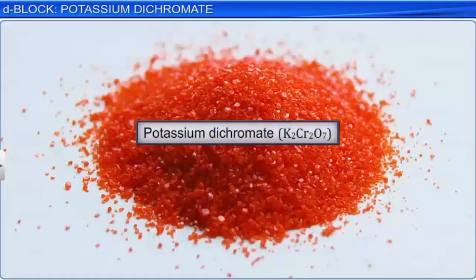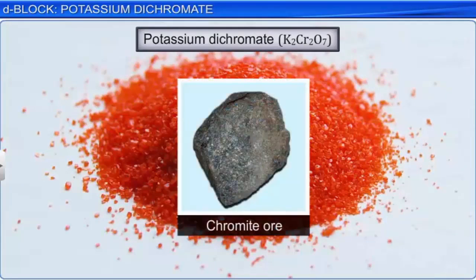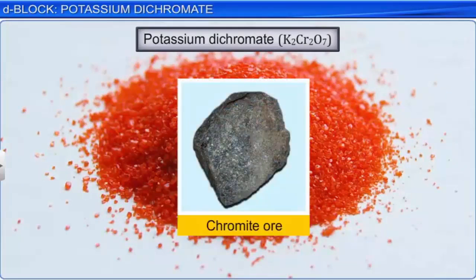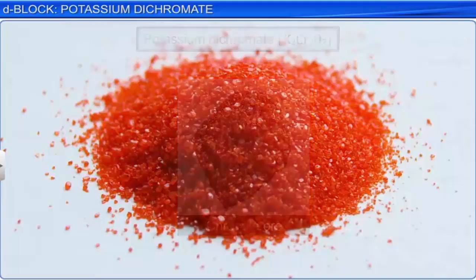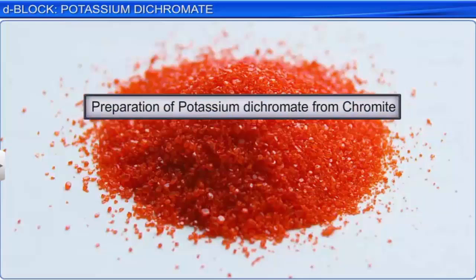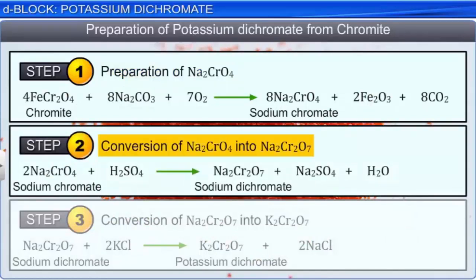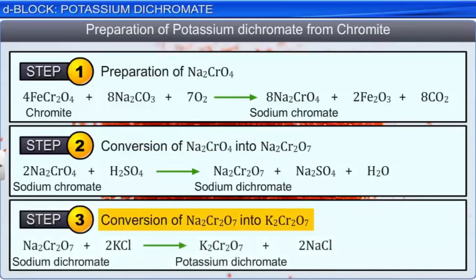Potassium dichromate is one of the most important compounds of chromium. It is prepared from its ore, chromite. The preparation of potassium dichromate from chromite involves 3 steps. They are preparation of sodium chromate, conversion of sodium chromate into sodium dichromate, and conversion of sodium dichromate into potassium dichromate. Let us see the process in detail.